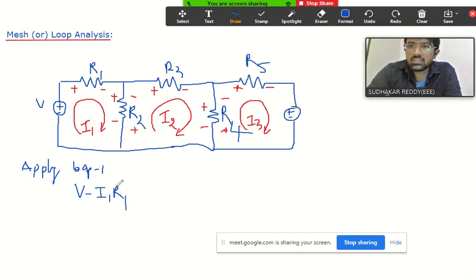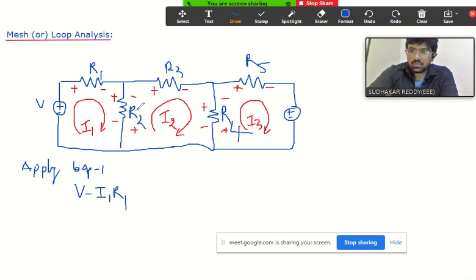Now everything is very clear. What is the current passing through R1? Only I1 is passing, a very important observation. If you consider R1, the only current passing through R1 is I1. But what about R2? How many currents are passing through R2? Resistor R2 carries two loop currents, or mesh currents. So is the I1 current flowing in downward direction or upward direction?